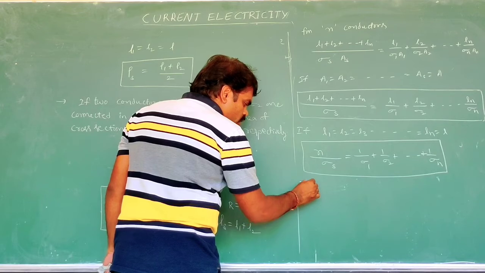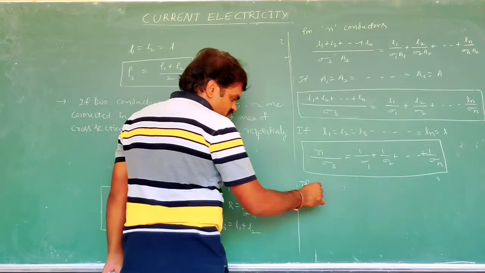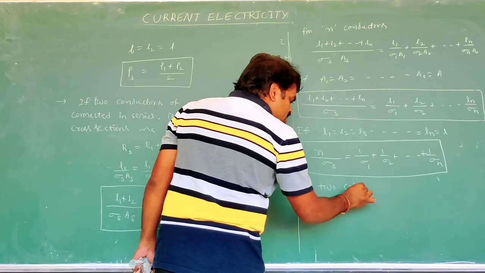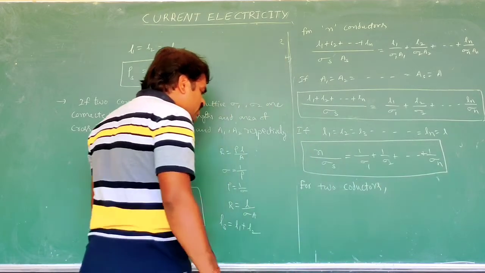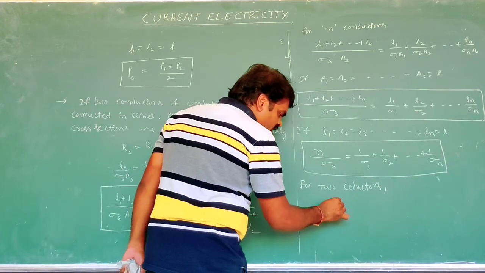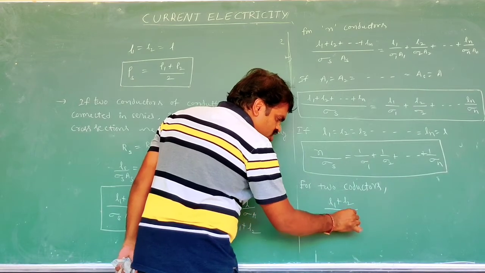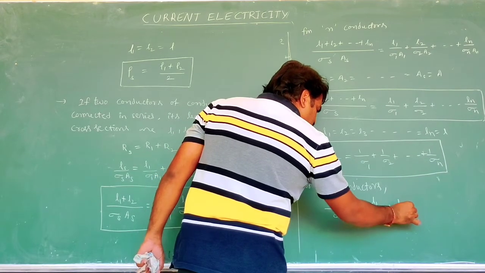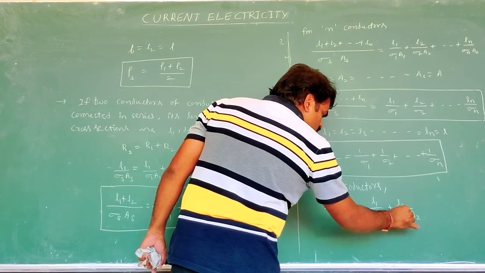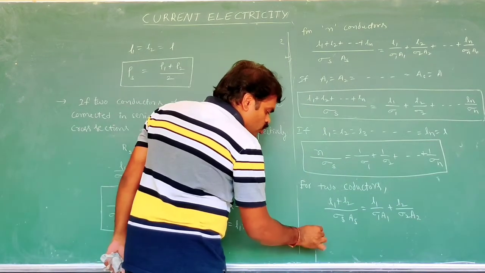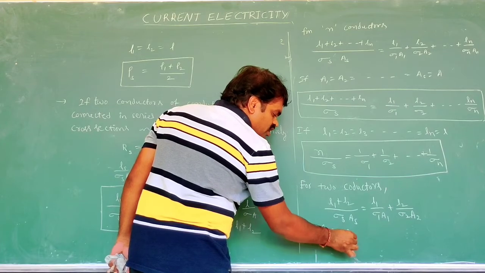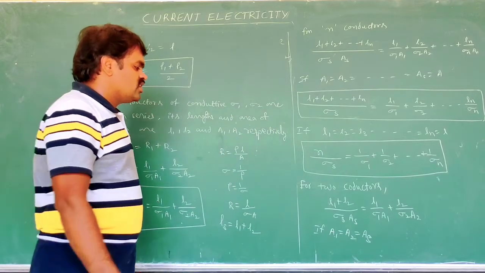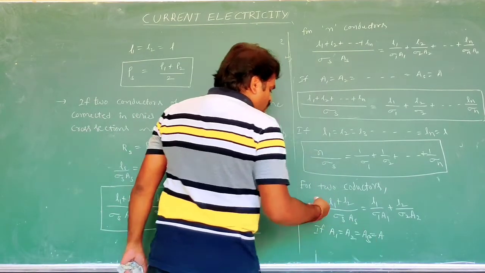In most problems they ask about two conductors. For two conductors, we simply write L1 plus L2 by sigma S into AS is equal to L1 by sigma 1 A1 plus L2 by sigma 2 A2. If the cross-sectional areas of the two conductors are equal, A1 is equal to A2 is equal to AS is equal to A. Then A cancels.